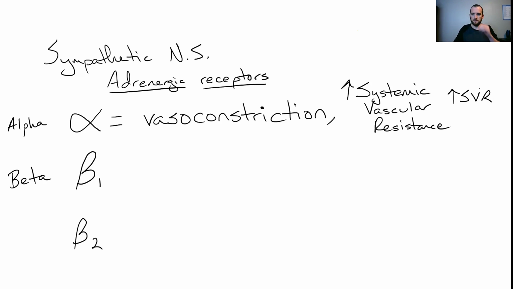Increased SVR. So systemic vascular resistance. Systemic just means throughout the body. Vascular, talking about our blood vessels. And resistance: the smaller the pipes are, the smaller the blood vessels are, the more constricted they are, the more resistance there is to the blood flow trying to move through it. So increased systemic vascular resistance says the pipes are smaller throughout the whole body. There's more resistance to that blood flow.